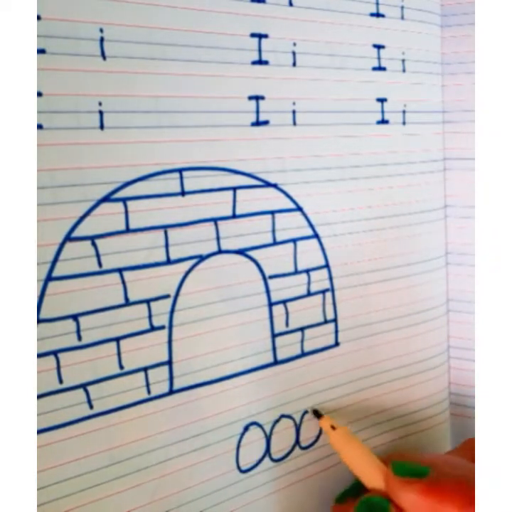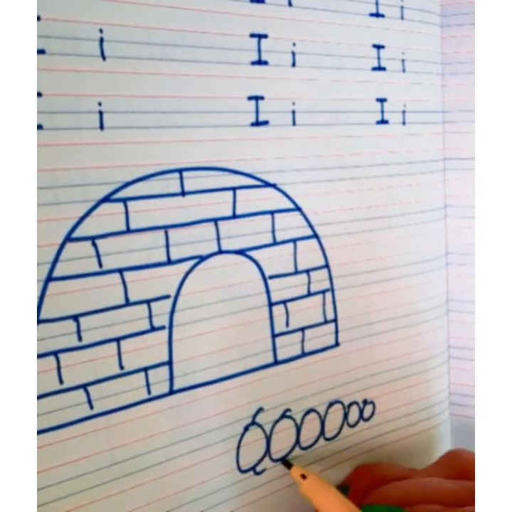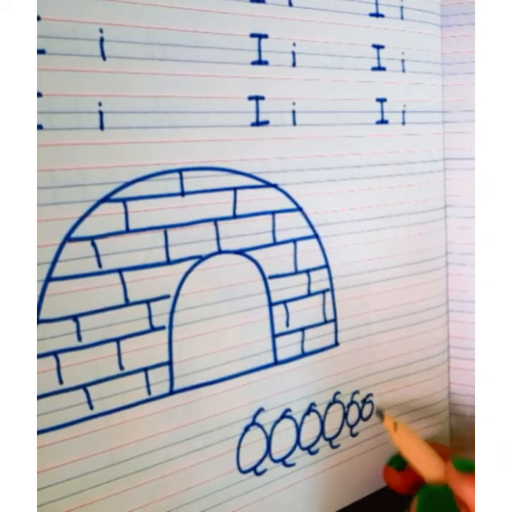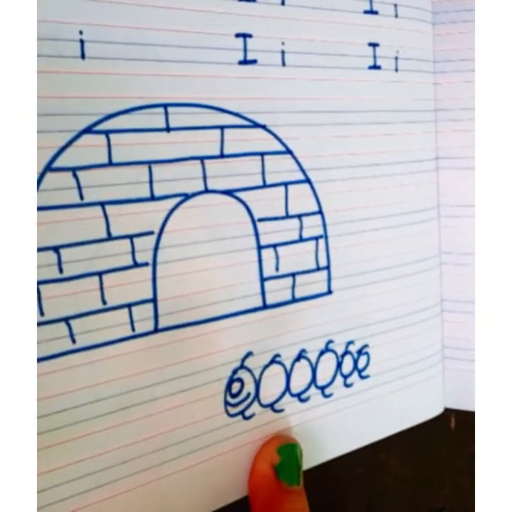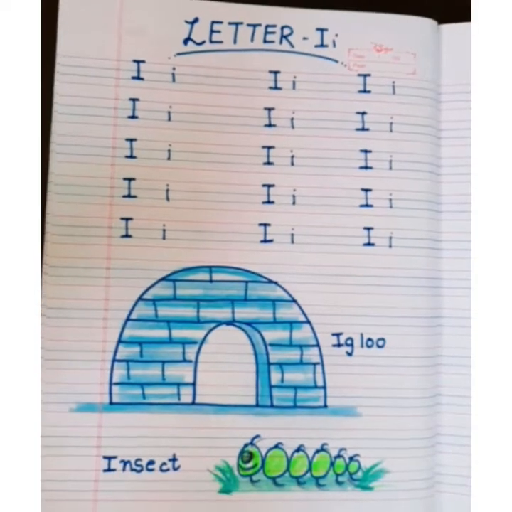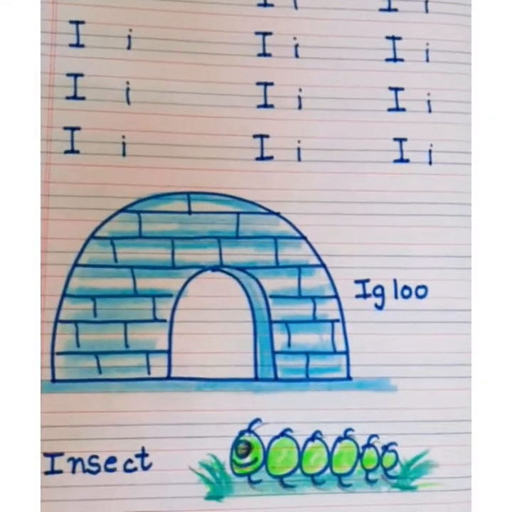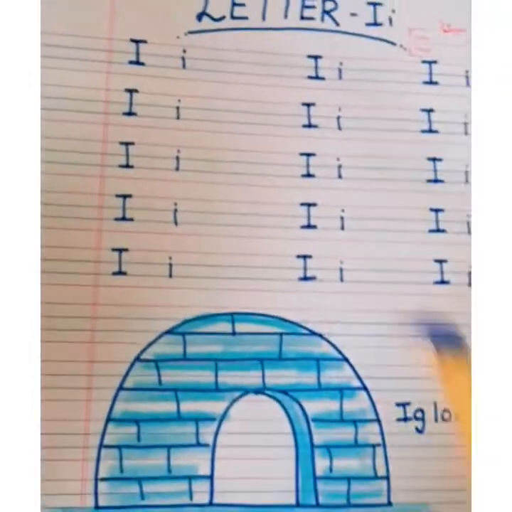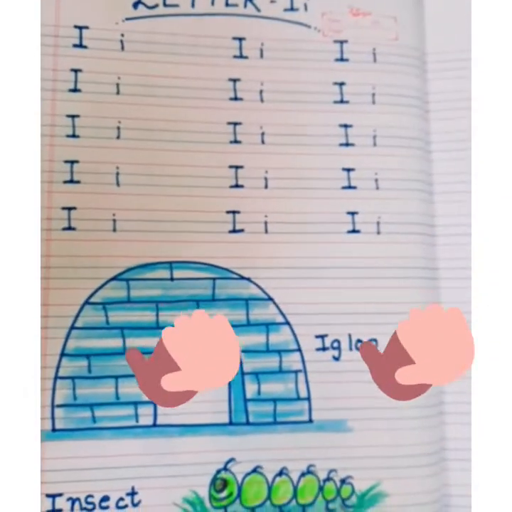Insect. See, I'm going to draw small circles to make an insect. Oh wow, it's so beautiful. Igloo, insect. Now you also have to try to draw an igloo and an insect.